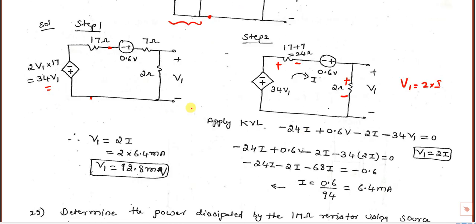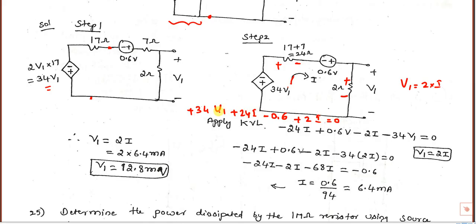Now apply KVL for this, starting from any point. I will start from this, you can also do the other way, that is also correct. I'm using the opposite notation, so don't get confused. So plus 34 V1, plus 24 I, minus 0.6, plus 2I is equal to 0.